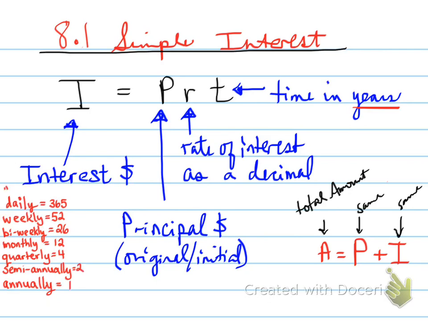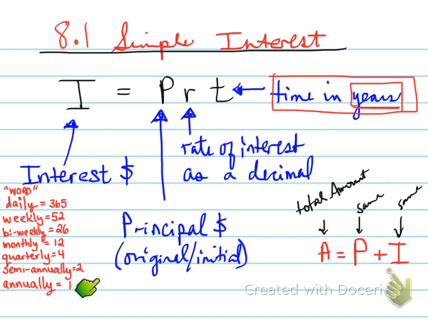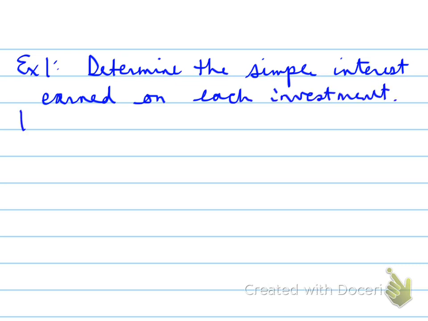We're going to see these words pop up a little more importantly in the next couple of units. Again, I note these words as the word. These are the word, and the word is really important, especially when we look at compound interest. But fortunately for today, we're only looking at simple interest. So, example 1. Determine the simple interest earned on each investment.